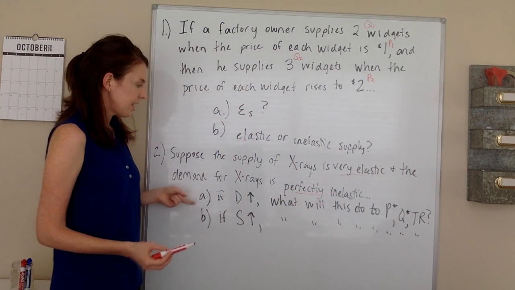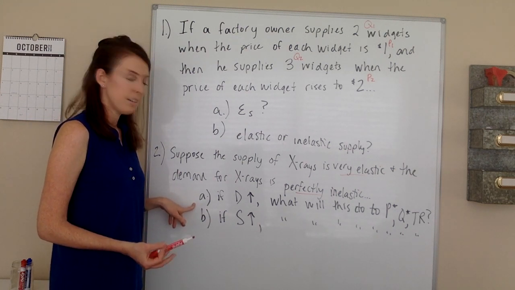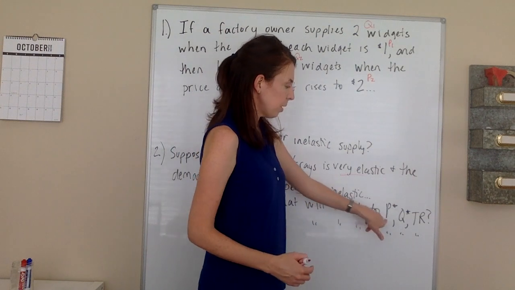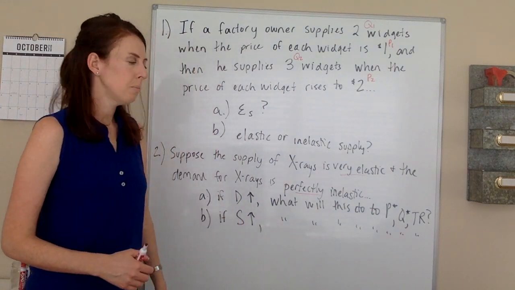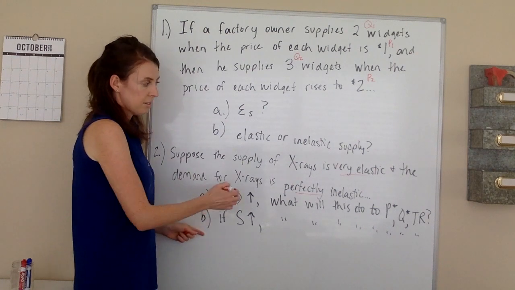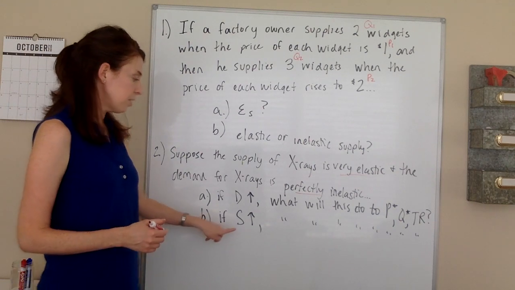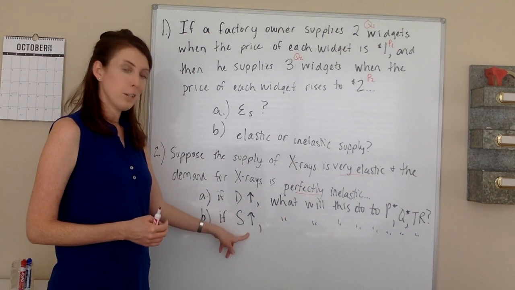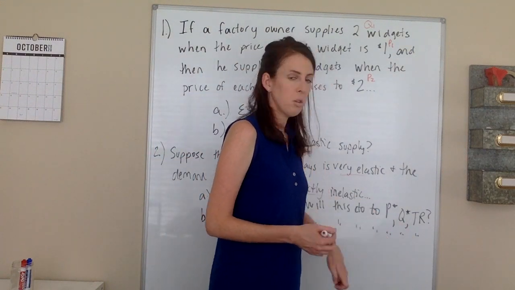And then part A is, if in this market for X-rays the demand increases, so you take the demand curve and shift it a particular direction, what will this do to the equilibrium price in the market, the equilibrium quantity in the market, and the total revenue that the manufacturers of X-rays receive? And then part B is, if you have the same market characterized by very elastic supply and a perfectly inelastic demand, and then you take the supply and you increase it. So now you go back to baseline, but you take the supply curve and shift it a particular direction. Then what will this do to the equilibrium price, the equilibrium quantity, and the total revenue in the market?